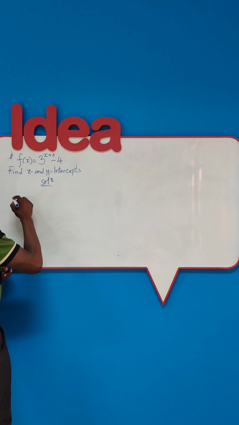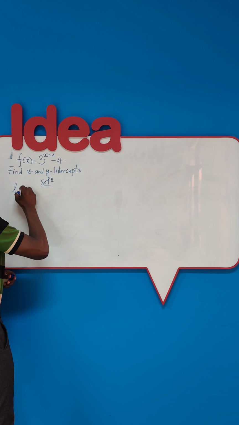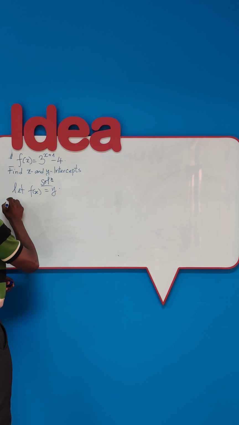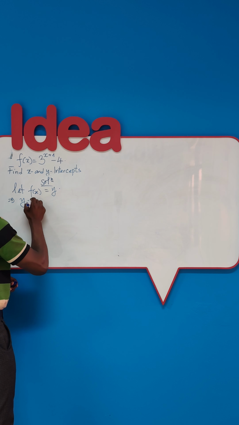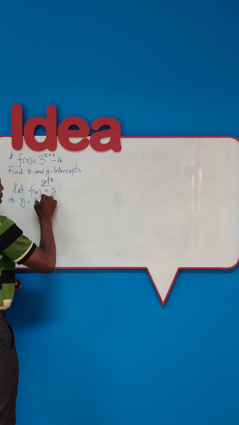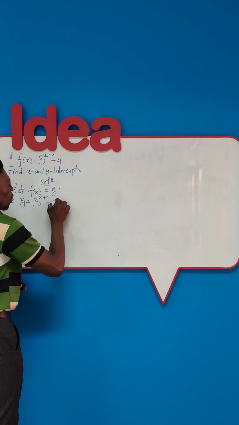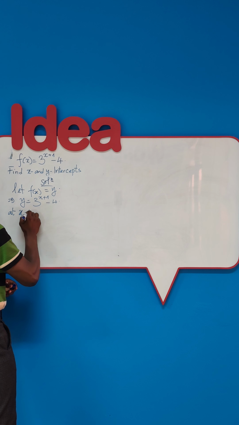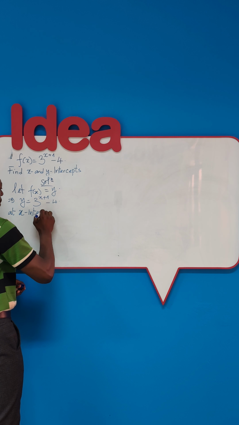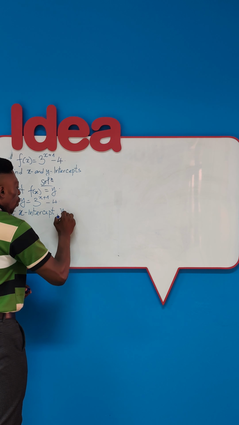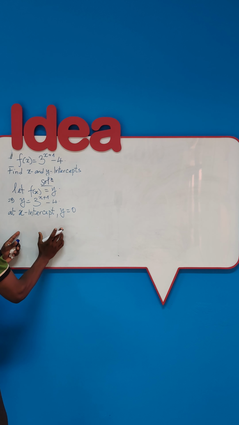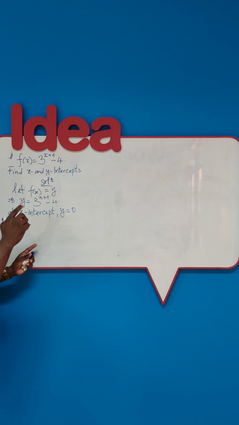So, first things first, let our function f of x be equal to y. Now let's rewrite it as y is equal to 3 to the power x plus 1, minus 4. And now we start with the x-intercept. We will say at the x-intercept, y is equal to 0, which means the end result should give us a coordinate.